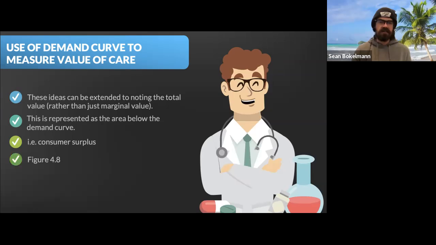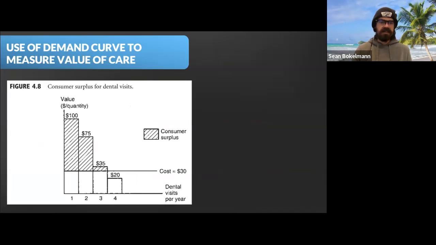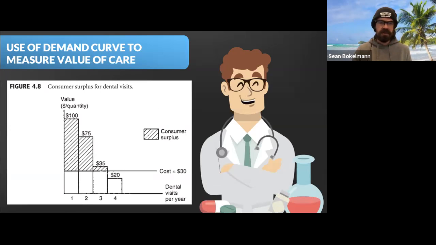So let's take a look at figure 4.8 as an illustration of this. I imagine this is for an individual, right? A single consumer. And so, this doesn't look like a demand curve, but it basically is, right? It's basically saying that this person's willingness to pay for their first dental visit in a year is $100. Their willingness to pay for a second dental visit in a year is 75, right? And so if we were to draw a line between the tops of those bars, we would have a demand curve. And here we're looking at a cost per visit of $30. And so there's a couple things that we can take away from this.